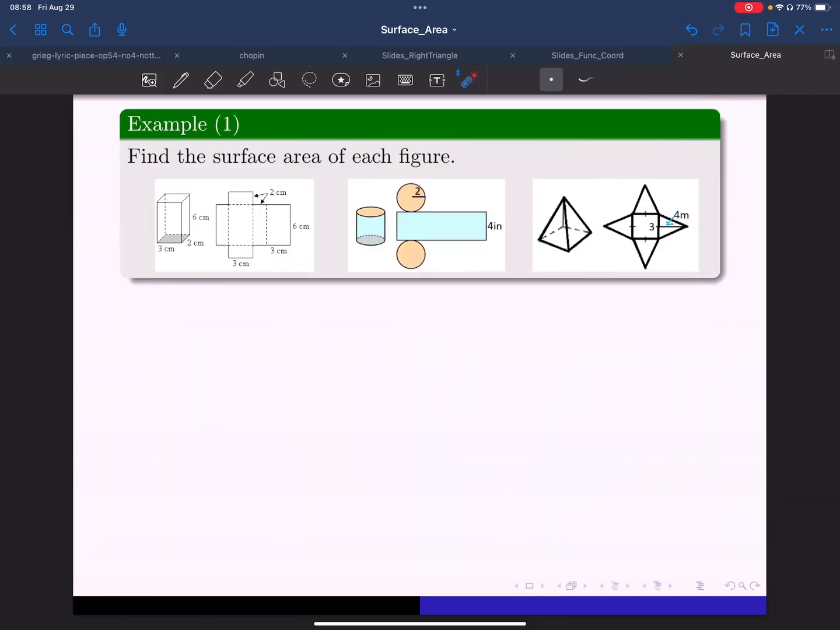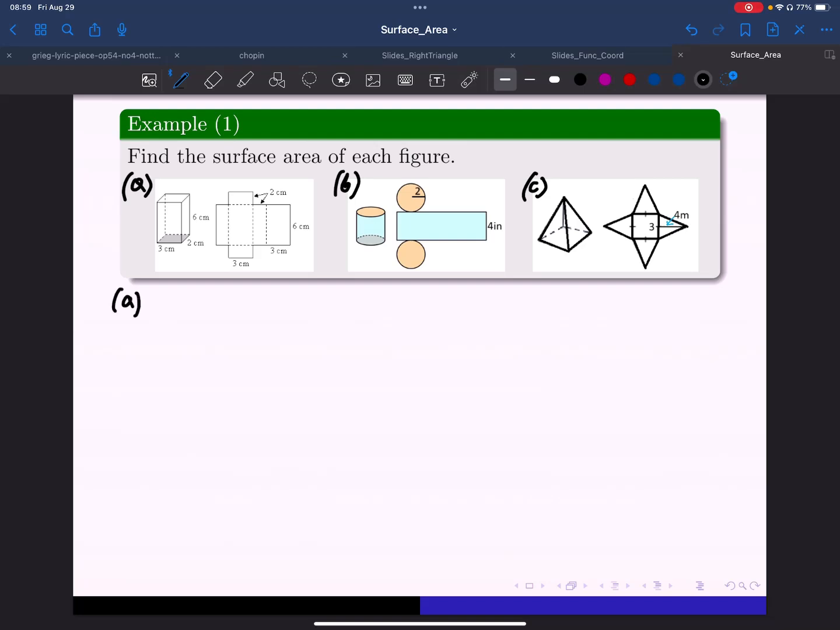Example 1. Find the surface area of each object. So let's label it. This is my part A, this would be my part B, and this would be my part C. So let's calculate the total surface area of this box. So we need to calculate the areas of each and every one component. So let's start with the part A.